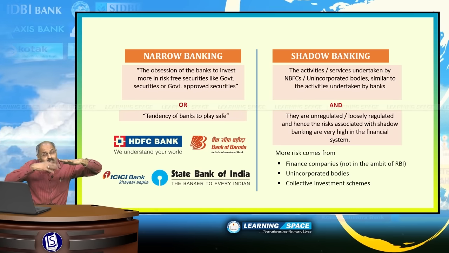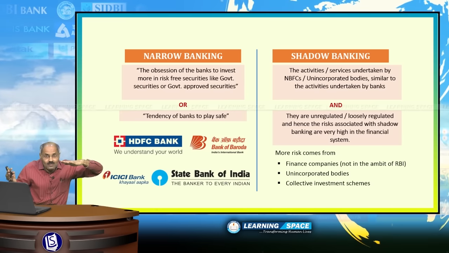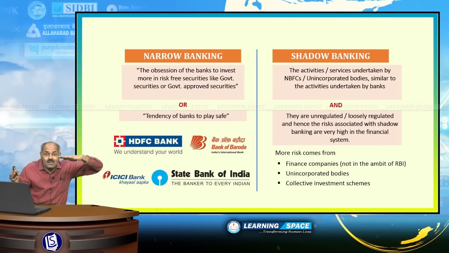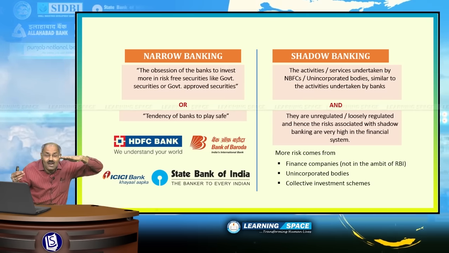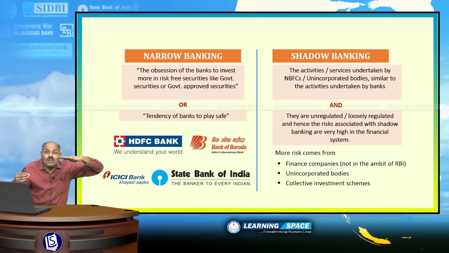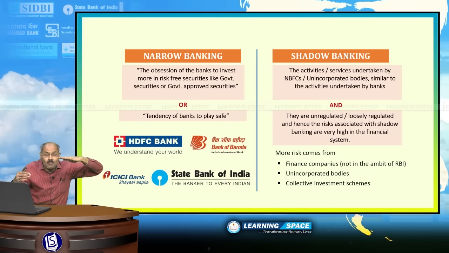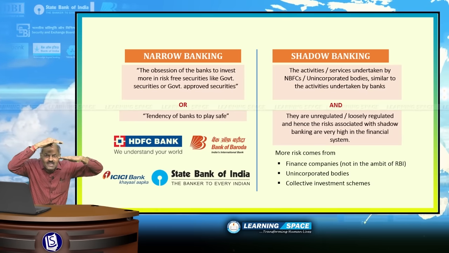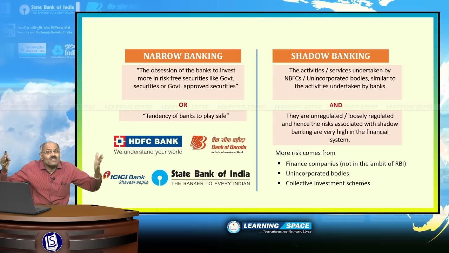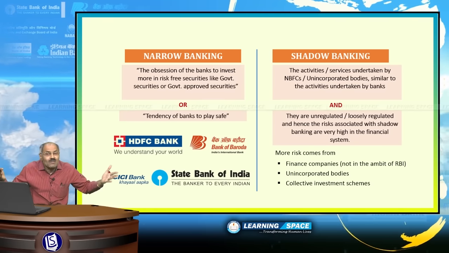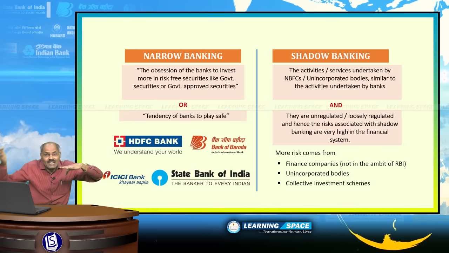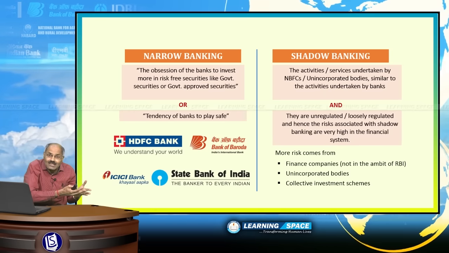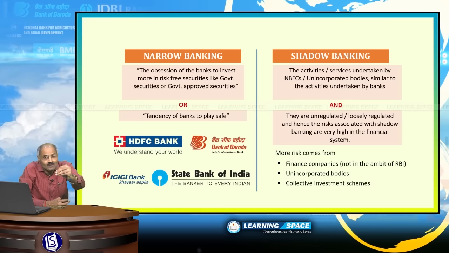That means banks are required to invest either in cash form or in gold form or in government securities. But banks have got an obsession to invest more in government bonds, in government securities. Why do banks invest more in government securities? Because it is the safest investment, risk-free investment. That's why banks, instead of lending to outsiders, will invest more in government bonds, and that type of banking is known as narrow banking.